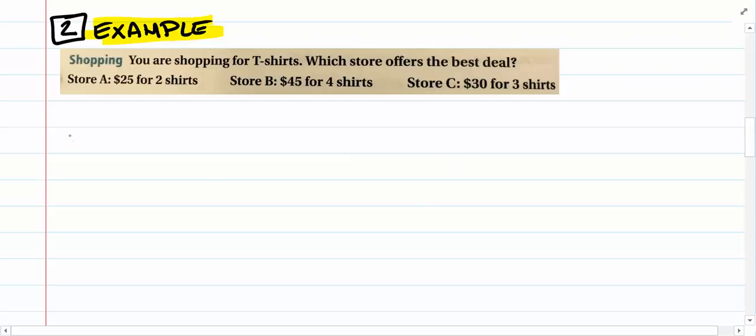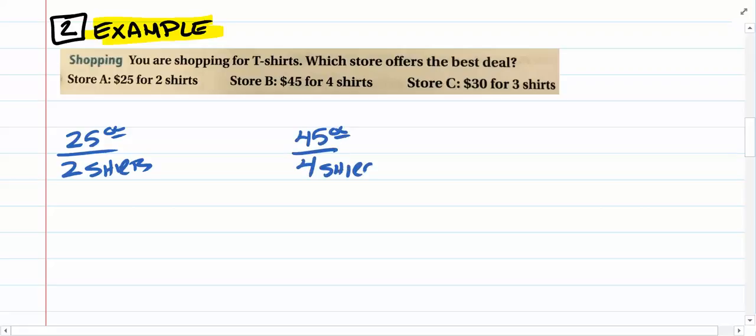So store A is going to be $25 for 2 shirts. So we want to compare dollars to shirts. Store B is going to give us $45 for 4 shirts. So again, I'm comparing dollars per shirt. And store C is going to give us $30 for 3 shirts. So we want to take this into consideration and do it by division.